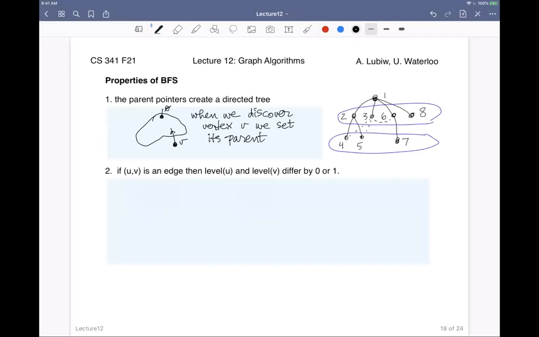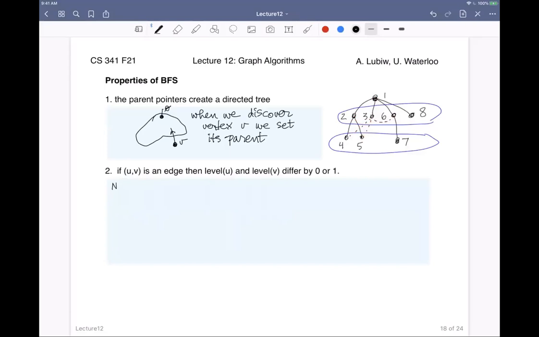The second property here says that if UV is an edge, then the level of U and the level of V differ by 0 or 1. In other words, I would never have some kind of edge that goes from level 0 to level 2, or from level 2 to level 5. All of the edges, both the tree edges and these extra non-tree edges, just go between one level and itself, or between one level and the next level. So let's look at the proof of this.